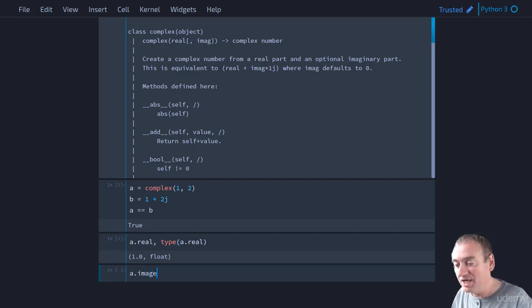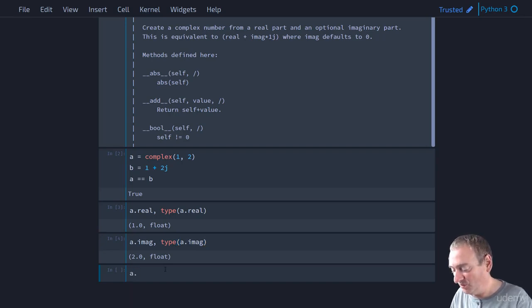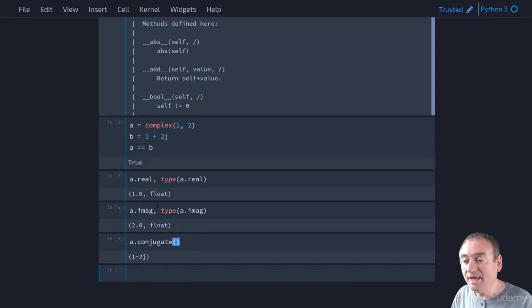Let's first look at how we would get the imaginary part of a complex number. And we can look at the type as well, just to make sure. But as you can see, we get 2.0, and it is also a float. So we're going to have to be careful there. We also have the instance property called conjugate, which gives us the complex conjugate of the number. So we can look at A.conjugate. It's a method, not a property. And it returns 1 minus 2j, which is the complex conjugate of 1 plus 2j.